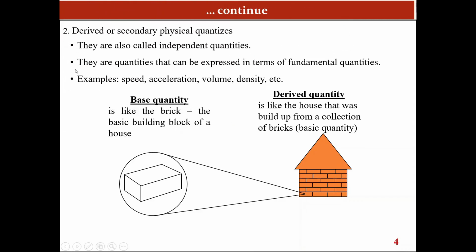Now let's see derived or secondary physical quantities. They are quantities that can be expressed in terms of fundamental quantities. Examples are speed, acceleration, volume, and density. For example, speed can be derived from distance, which is measured in meters, over time, which is measured in seconds. The distance or length is a basic or fundamental quantity, and time is also one of the 7 fundamental physical quantities. The combination of the two will produce speed.